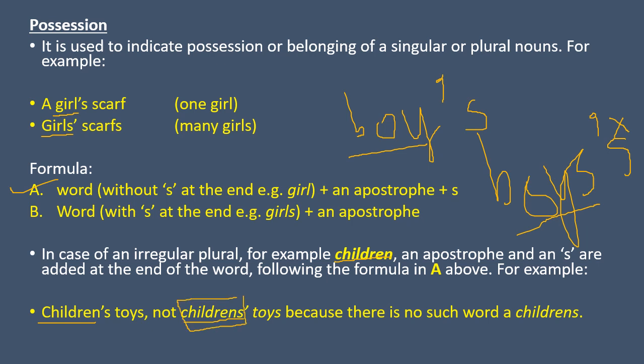I hope you understand. So very simple. If it is a word without an s, then put an apostrophe and an s. Okay, if it is a word with an s at the end, then just put an apostrophe. That's it.